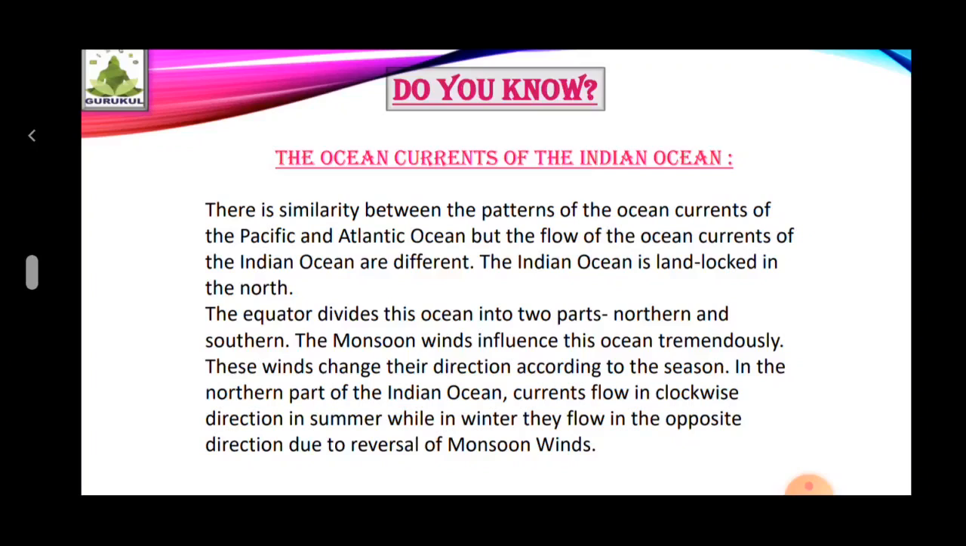The monsoon winds influence this ocean tremendously, and these winds change their direction according to the season. In the northern part of the Indian Ocean, the currents flow in clockwise direction in summer, while in winter they flow in the opposite direction due to the reversal of monsoon winds.